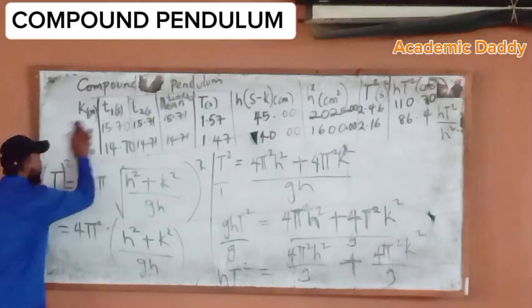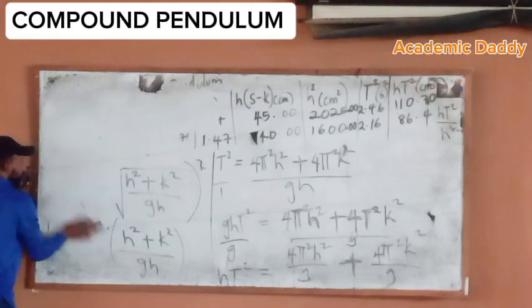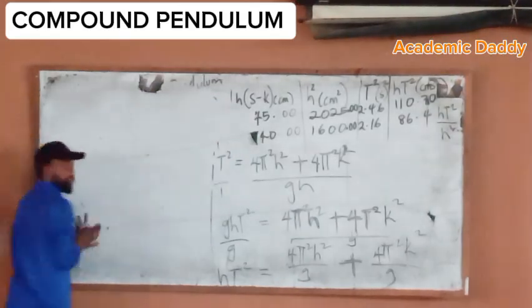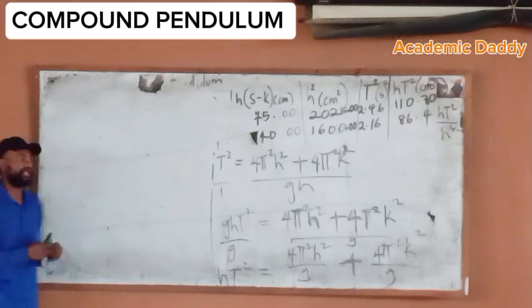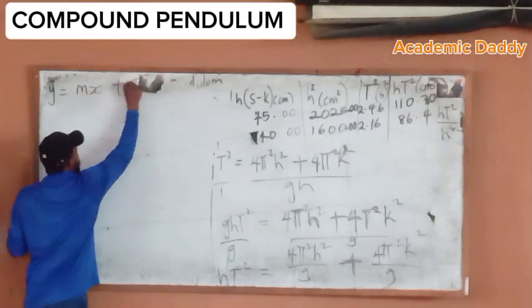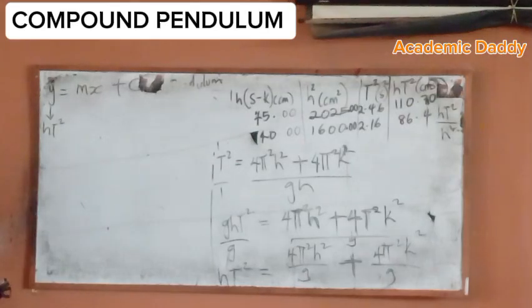Alright, so if that is the case, what does it mean? It simply means that, first of all, I've succeeded in getting this to represent the equation of the same line, y equals mx plus c. Notice that T squared is on the vertical side, and y is always on the vertical side. I've succeeded in getting it to this.